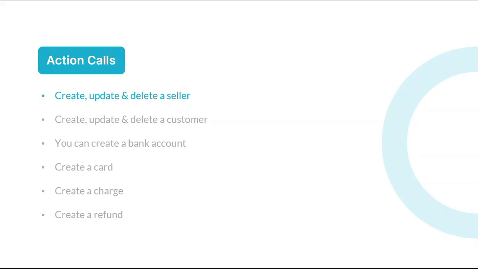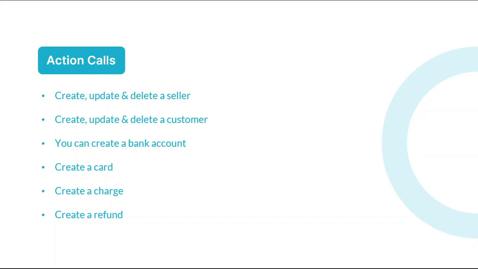Now let's discuss some of the action calls you can use with this plugin element. You can create a lot of useful calls using this element. For example, you can create, update, and delete a seller, and the seller can either be an individual or a company. You can create, update, and delete a customer. You can create a bank account, create a card, create a charge, or create a refund. This is just to name a few, but you can read more on the type of calls you can make by reading the documentation.